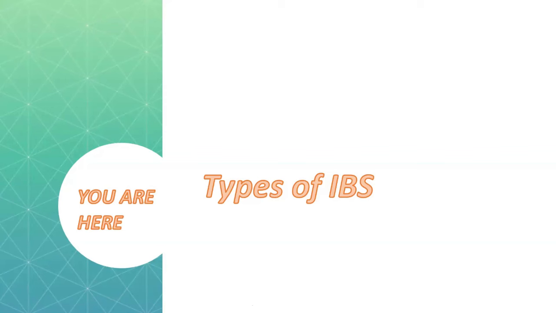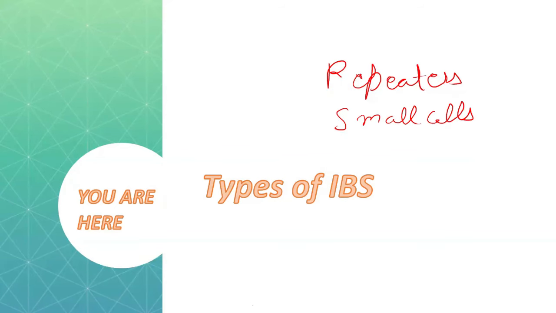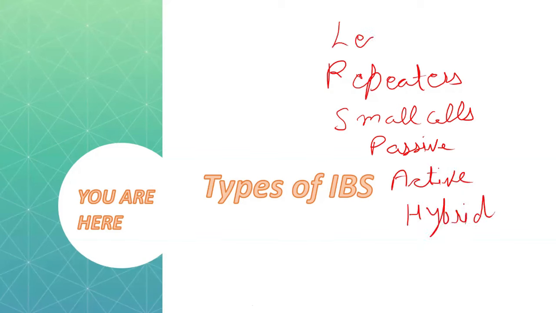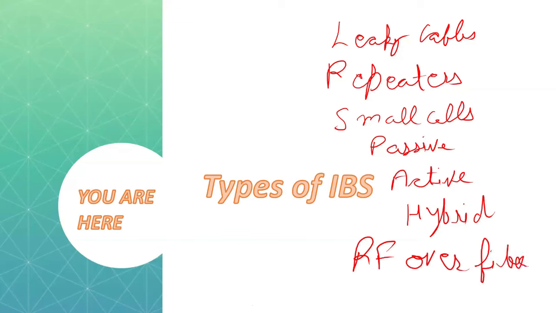Okay, so the next topic is types of IBS. There are several types of IBS solution possible. It can be repeaters, small cells, passive DAS, active DAS, hybrid DAS, leaky cable, and RF over fiber. There can be many other solutions possible, but in this session, we'll talk about all these solutions: repeaters, small cells, leaky cables, passive DAS, active DAS, hybrid DAS, and RF over fiber.